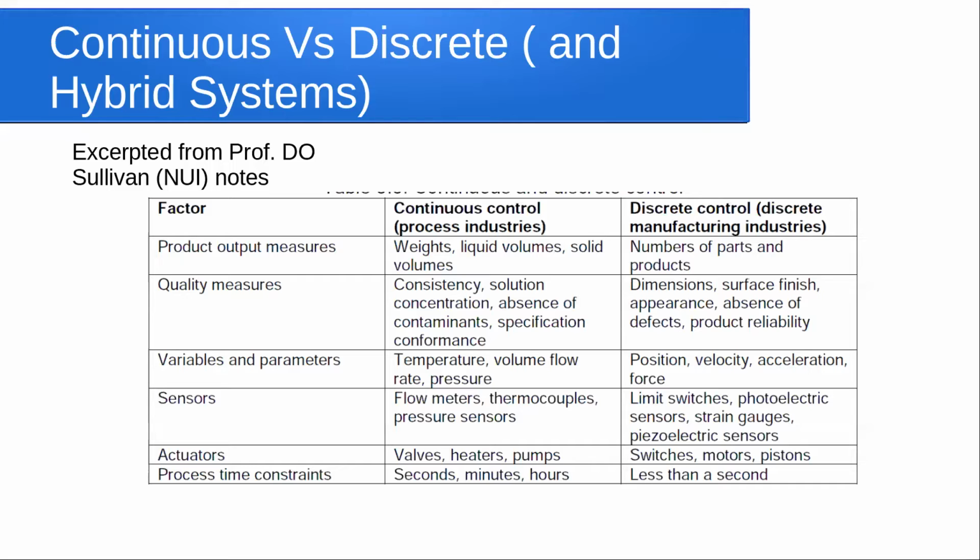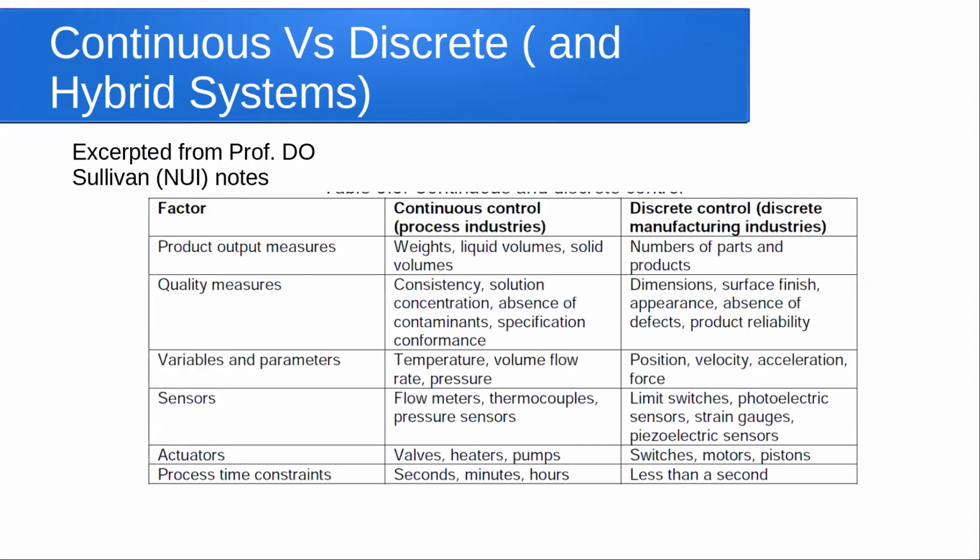So you can see that product output measures, for instance, weight, liquid volume, solid volume, could be continuous control. But on the other hand, let's say you are using some system to count the number of people coming into a university, right? That's an example of a discrete signal. And then it could be quality measures, like consistency, concentration, contaminants concentration, conformance. These are all continuous values. On the other hand, discrete dimensions could be absence of defect, which is a yes or no kind of answer. Product reliability, also a yes or no kind of answer.